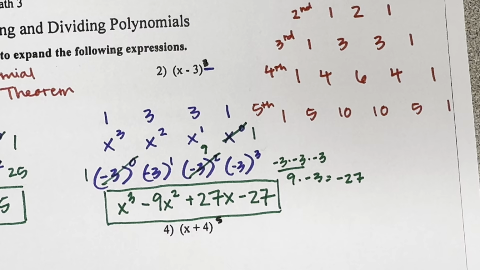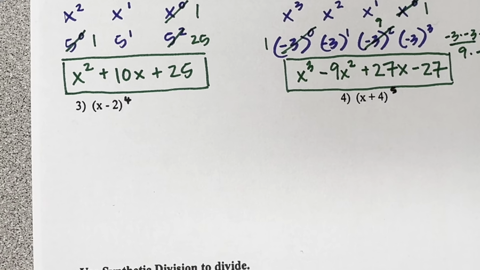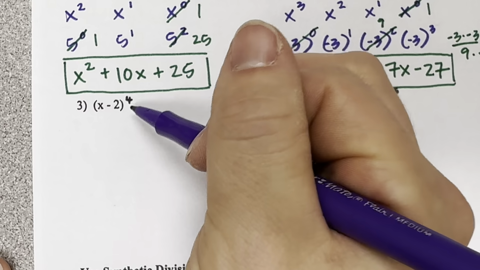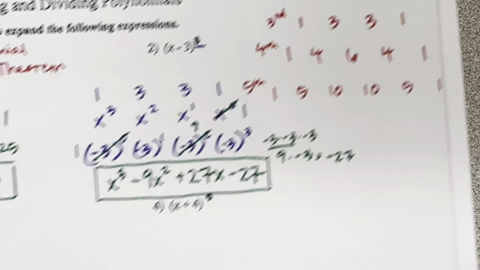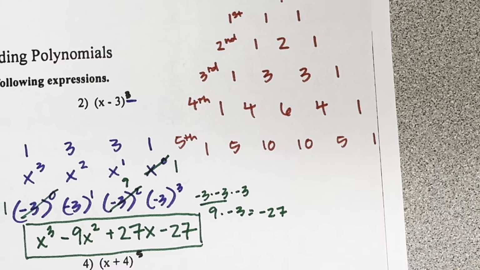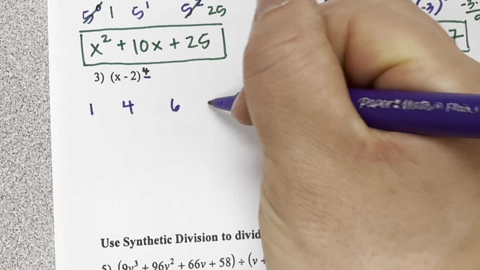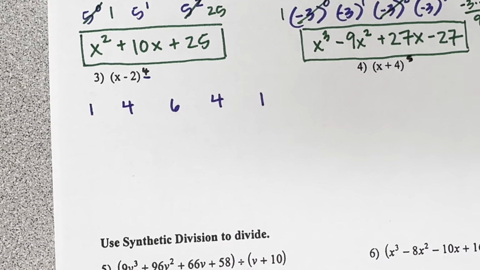Beautiful. Okay, let's move to number 4. I look at my power. It's being taken to the 4th power, so then I find my 4th power row. 1, 4, 6, 4, 1 are the numbers I need to use.